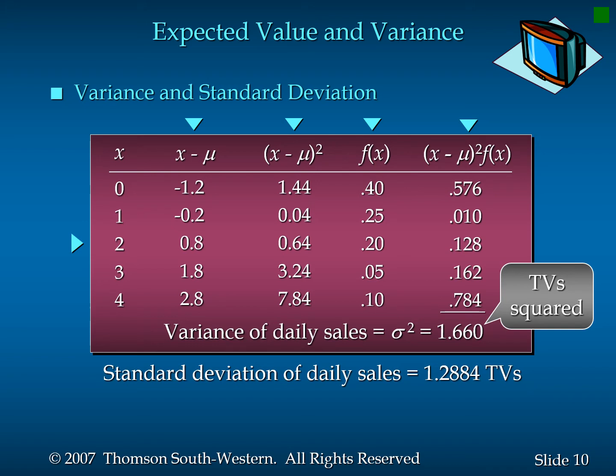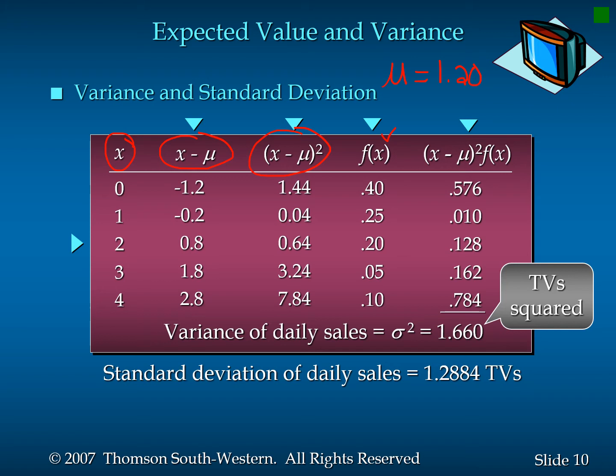Okay, so just to remind you, the mu value, or the expected value we're going to be using, is mu equal to 1.20. That's TVs per day. And notice we've got our x column right here. We've got the x minus mu column. We're going to have x minus mu squared. Here are our probabilities that we already calculated. And then here's where you take your squared column and you multiply by those probabilities again.